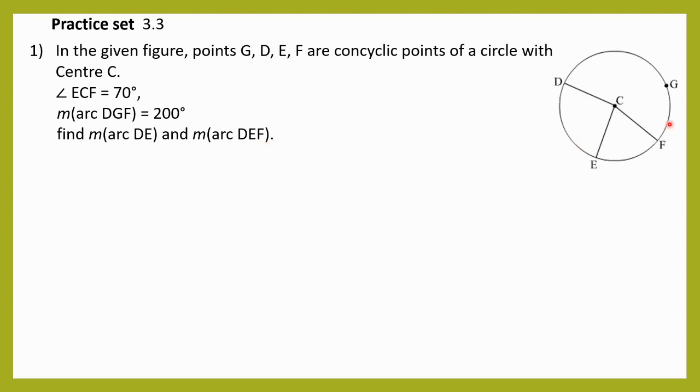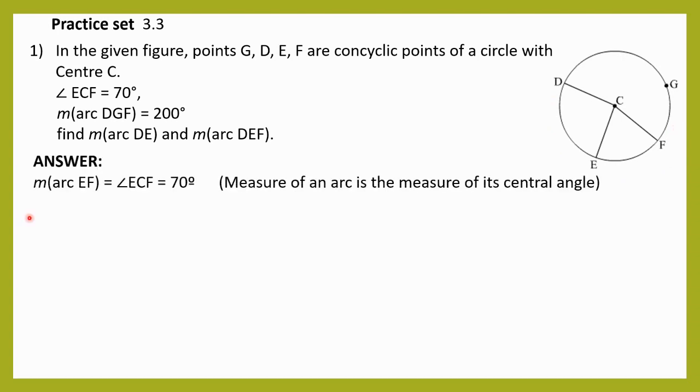So in the figure, it is said that the points G, D, E and F are concyclic. C is the center of the circle. The meaning of concyclic is that all these points, G, D, E and F, lie on the same circle. Angle ECF is given to be 70 degree and measure of arc DGF is given as 200 degree. We have to find measure arc DE and measure arc DEF. Let us start with the solution.